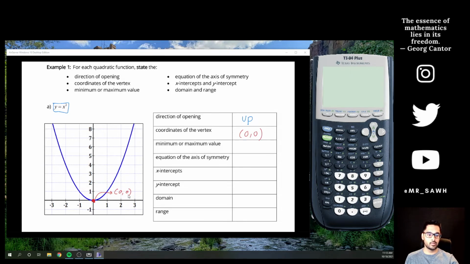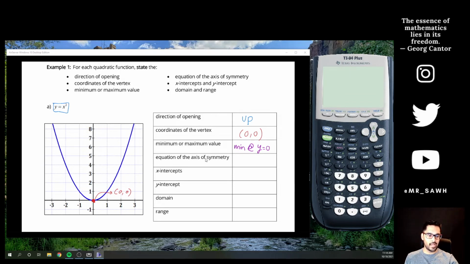Okay, when x is 0, y is 0. The minimum or maximum value. Well, if I look at this graph and I think about this, if it opens upwards, well, that vertex is the lowest I could go, or there's nothing underneath of there. So I know that my minimum value, the minimum, is at a value of 0. Okay, the y coordinate is 0. Maybe I'll write it as minimum at y equals 0.